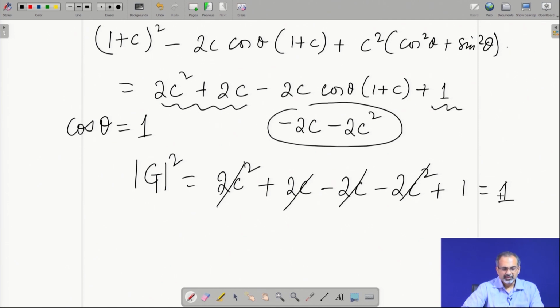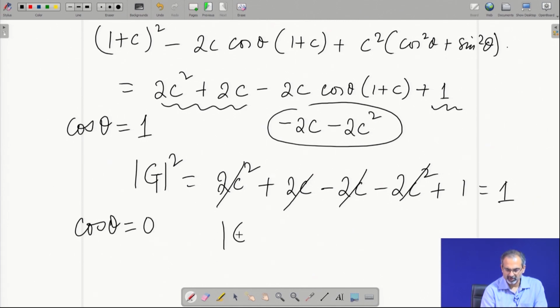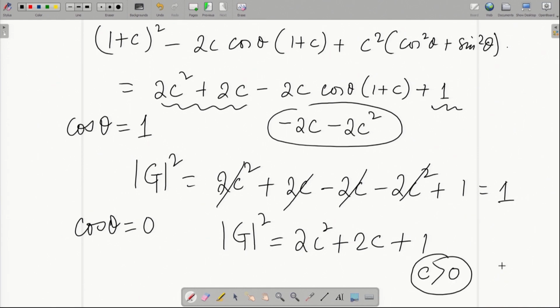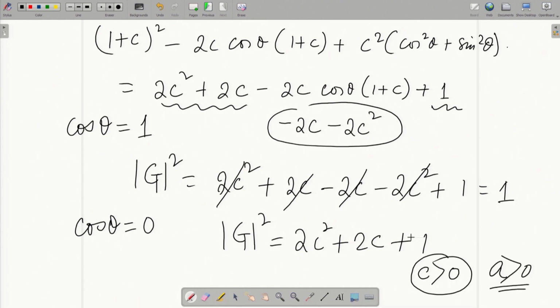But if you have, say, a cos theta value of 0, then what do you have? You have mod g square equal to 2c square plus 2c plus 1, and c anyway is greater than 0 because a is greater than 0, which means that this term will become greater than 1, and then we will have instability. Now, that is going to happen for a large number of values of theta, and therefore, that means that this scheme is unconditionally unstable.